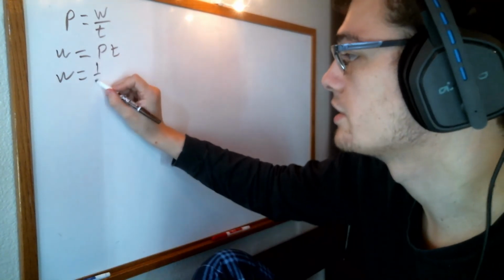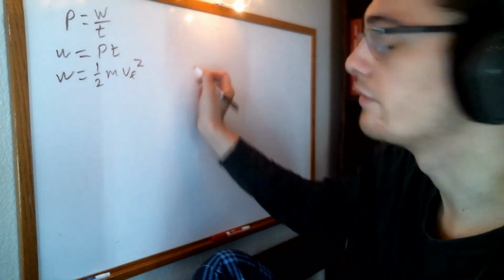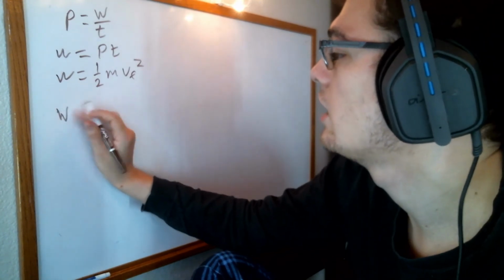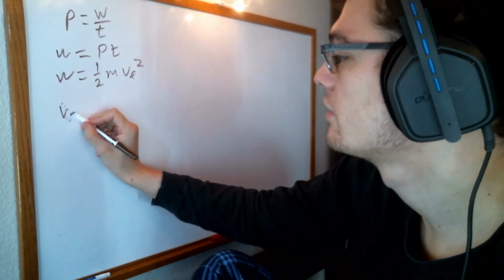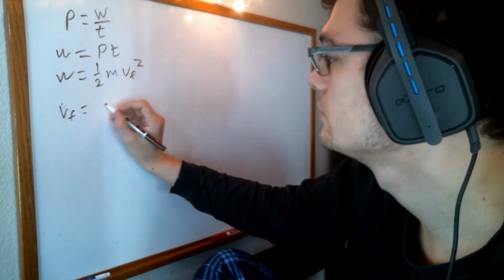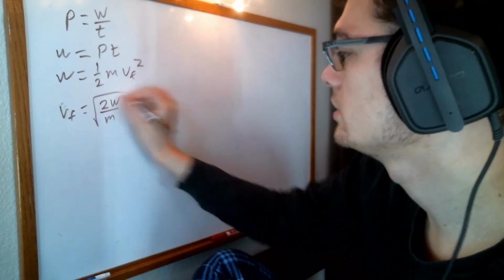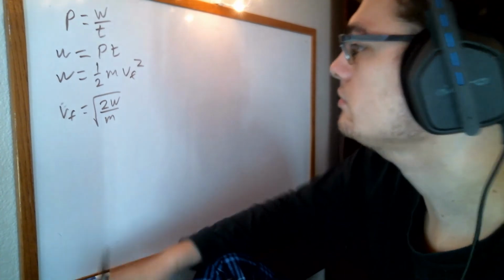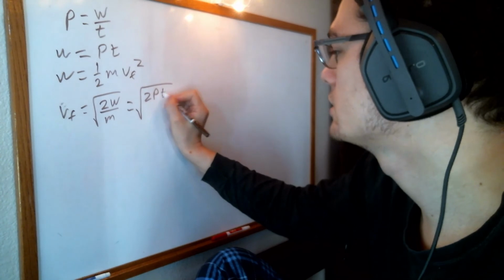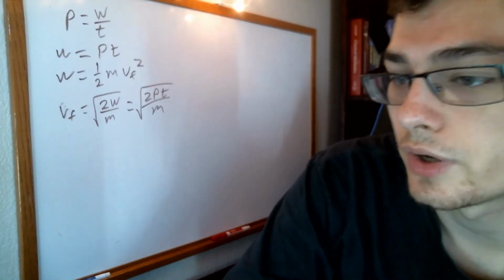So we can say that this is 1/2 m vf squared, and then vi is equal to 0. And then we can say that vf is going to be equal to the square root of 2W over m. We know what W was though, so this is equal to the square root of 2PT over m. And that will yield your final velocity.